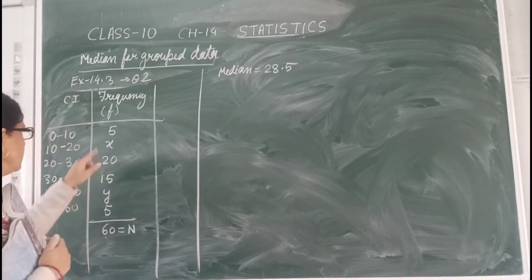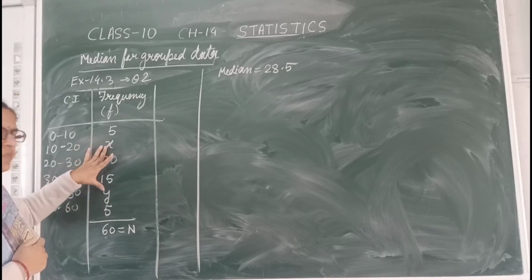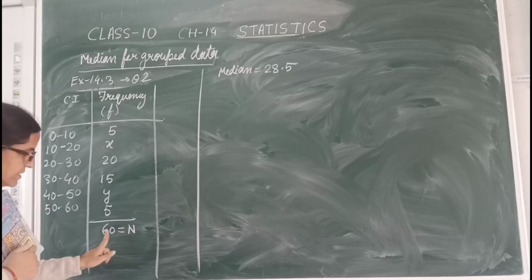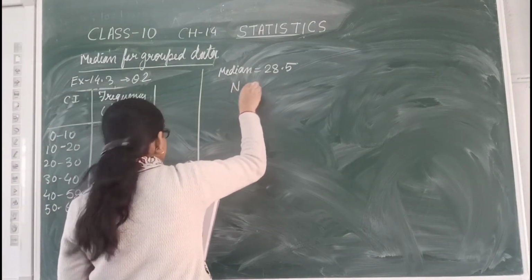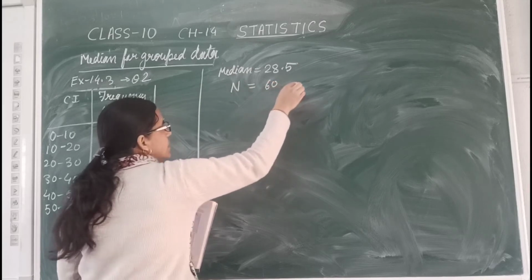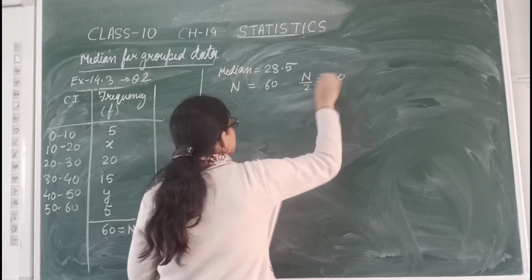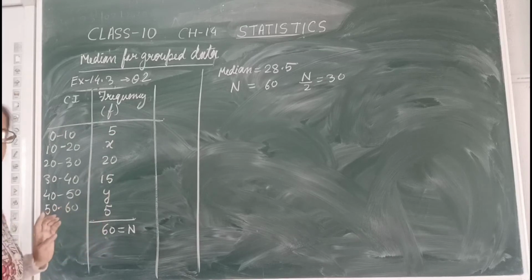So children, you can see over here two unknown observations are there in the frequency column. So we have to find the value of these two unknowns. So over here the sum of all the frequencies, that is 60, also is given. So median is given and n equals 60 is given. So we can write over here n by 2 as 30, 60 by 2, that is 30. Now we have to find the value of x and y, where the median value and sum of all the frequencies is given.